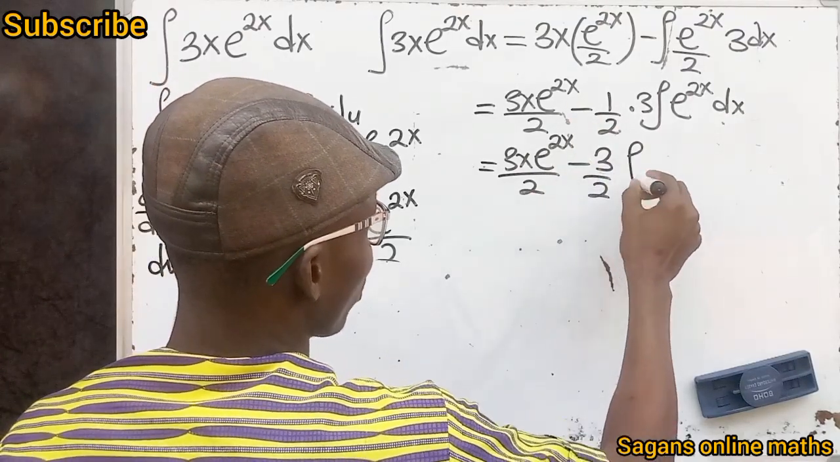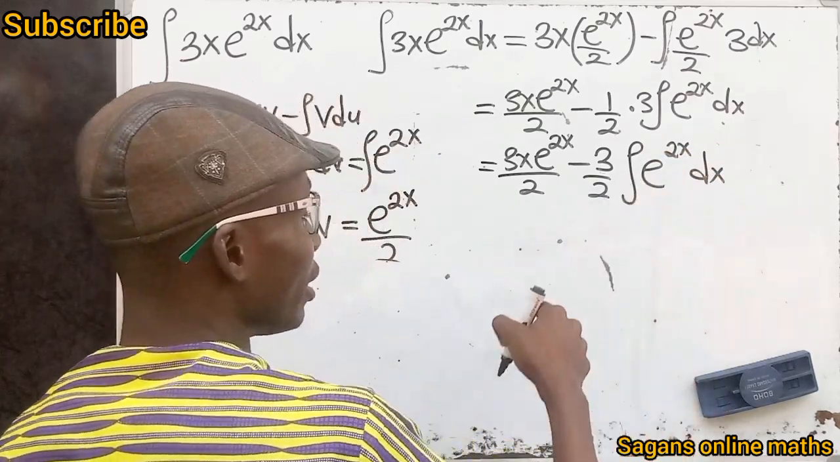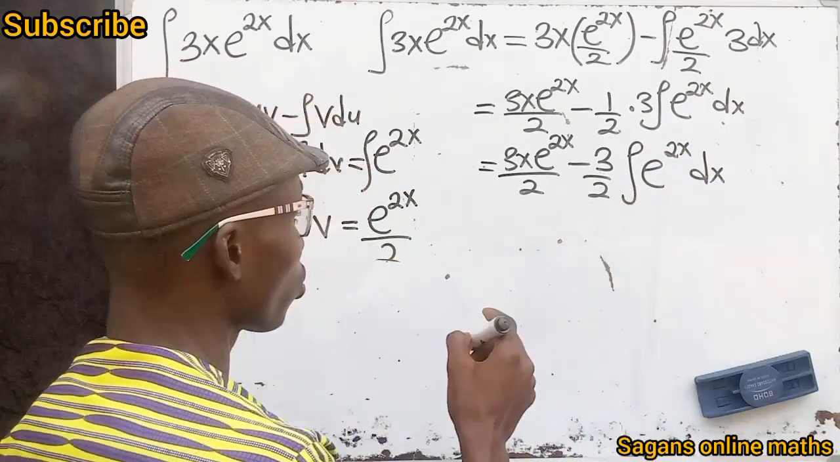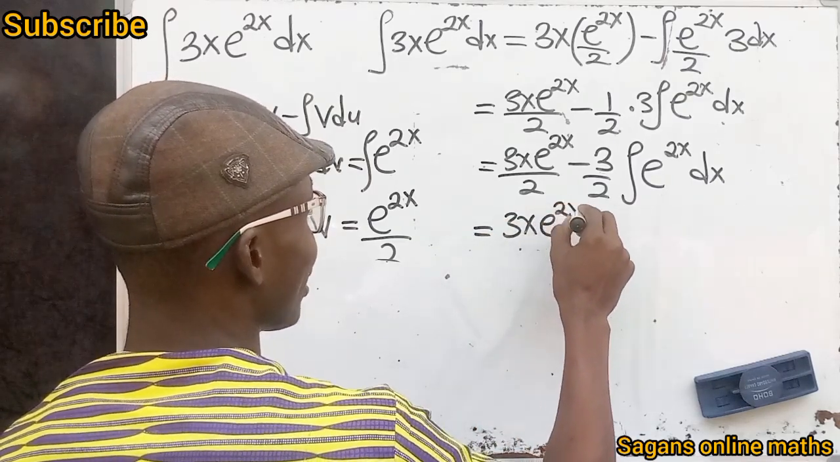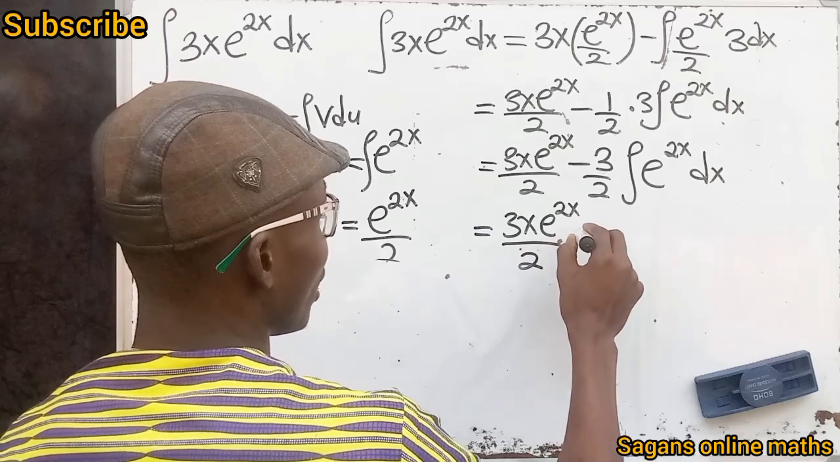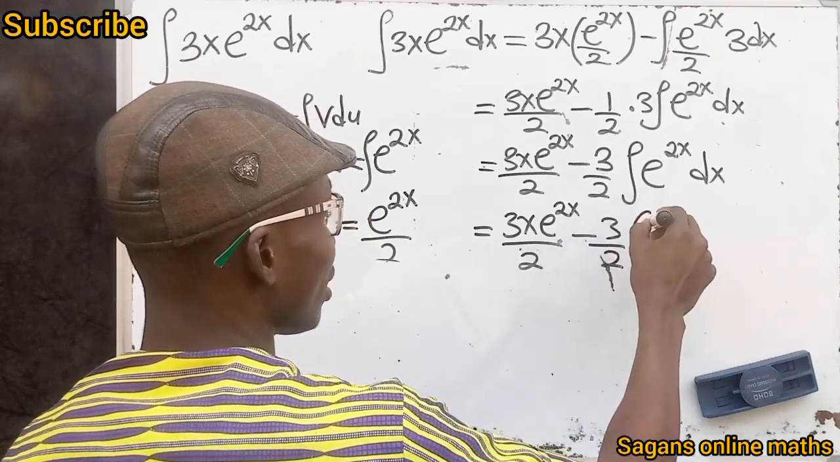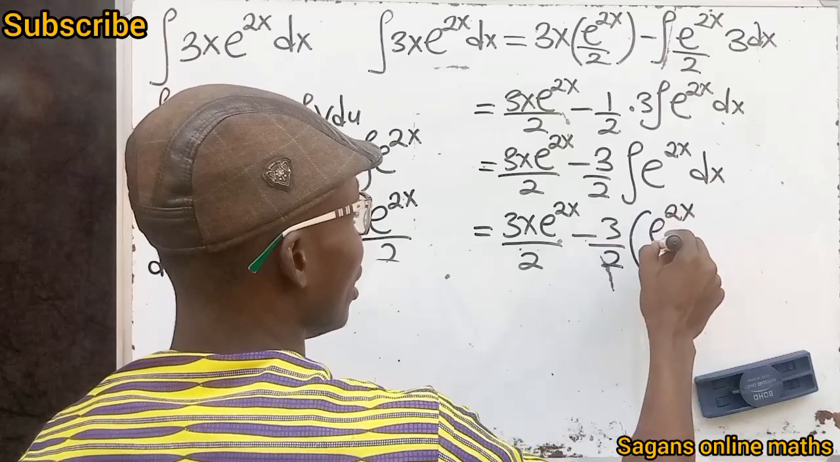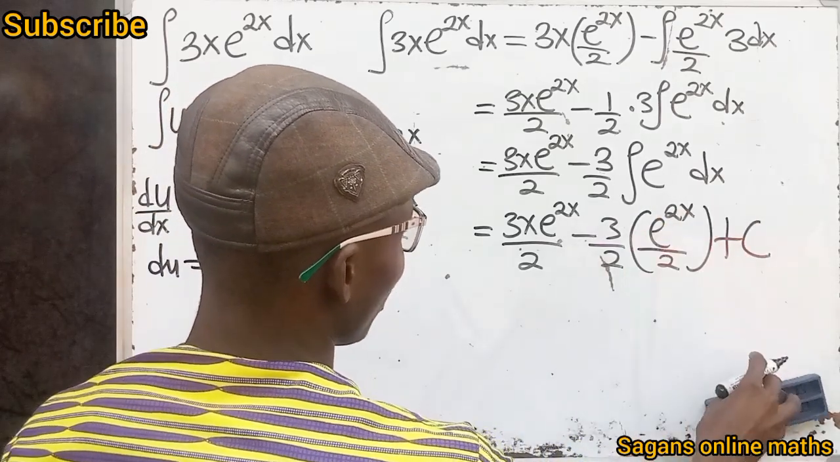The integral of e to the power of 2x dx. Now we want to integrate this. If we integrate it, this will equal 3x multiplied by e to the power of 2x divided by 2, then minus 3 divided by 2. Then if we integrate this, we add e to the power of 2x divided by 2, then plus the integration constant c, which is very, very important.